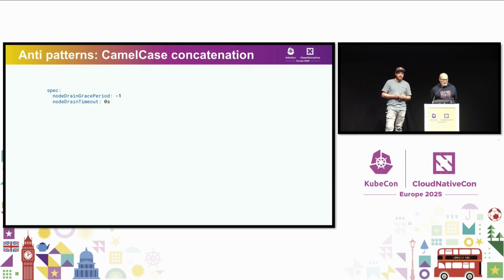Another example on that, camel casing. Let's think about having an API which does the same as kubectl drain. We start with kubectl having a flag for grace period. So we start adding a field called node drain grace period. At the next version, we think grace period is not enough. We also need a field for the timeout flag. So we add node drain timeout. We're consistently extending our API as we did before, but it reads a bit weird.